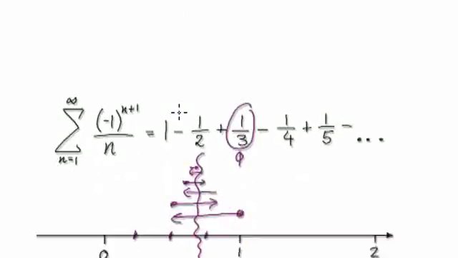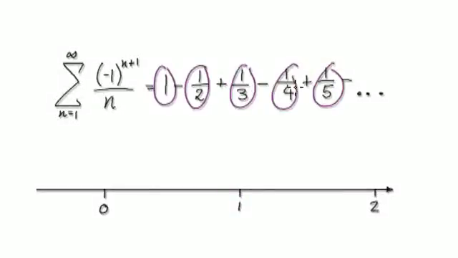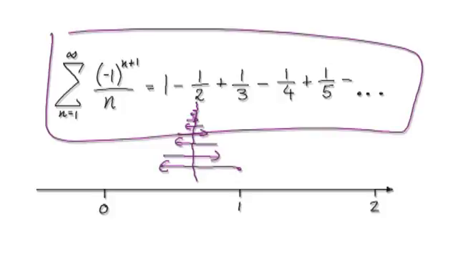Whereas here, because each term is getting smaller and smaller, ignoring the signs. So you start at 1, you take away a half, and then you add a third, which is smaller than a half, and then you take away something even smaller, and then you add something even smaller, and then you take away something even smaller. Eventually, you can see that you're going to converge. Okay, so this thing here will converge.